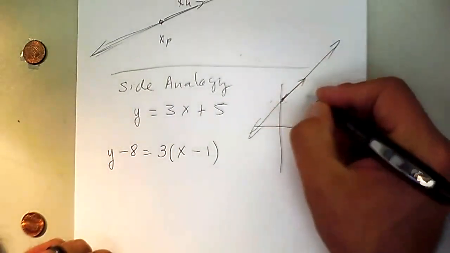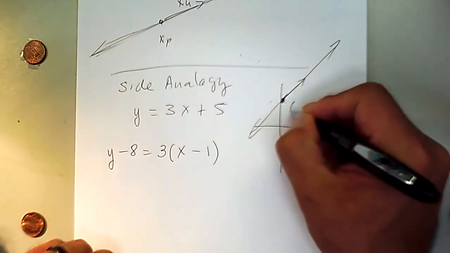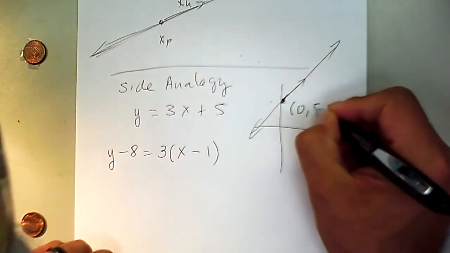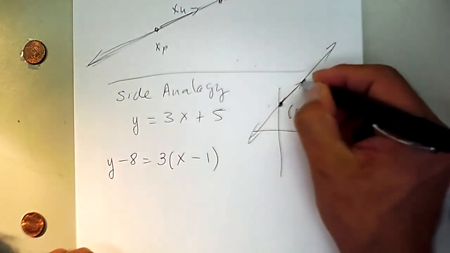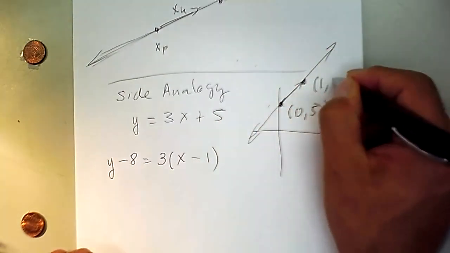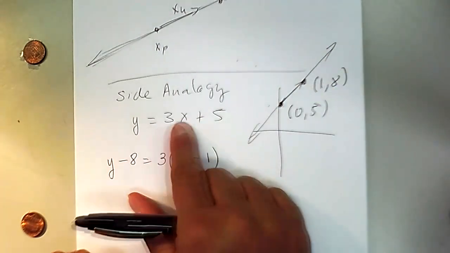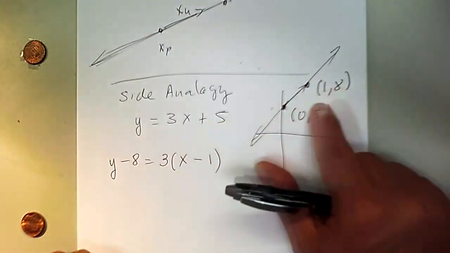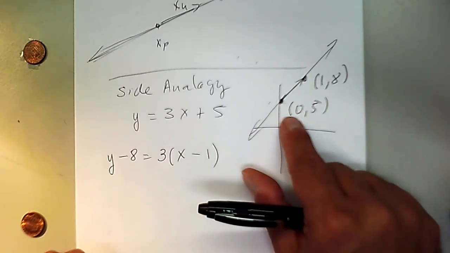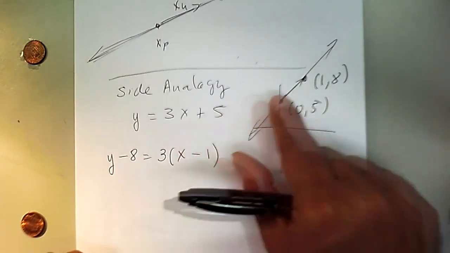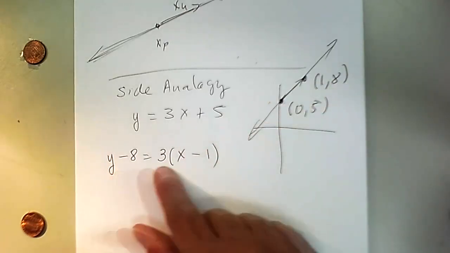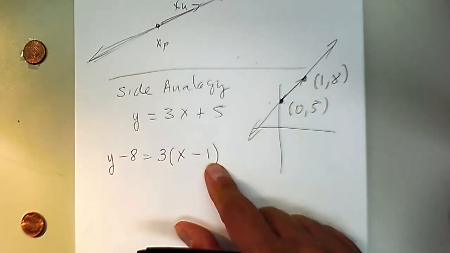Because I know the point, so what point goes through this line? The y-intercept is 0, 5. That's plainly seen here. Another point on the line would be 1, 8. If you plug in 1, you get 1 times 3 plus 5, 8. If we start at 0, 5, this is the equation. If we start at 1, 8, that would be the equation.